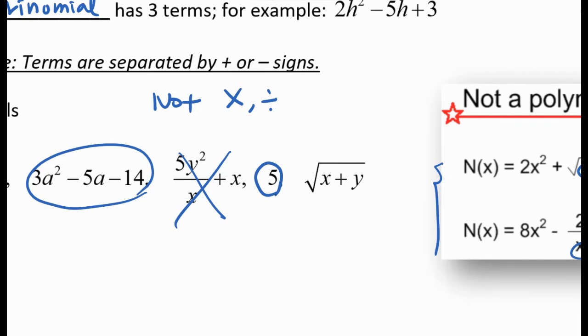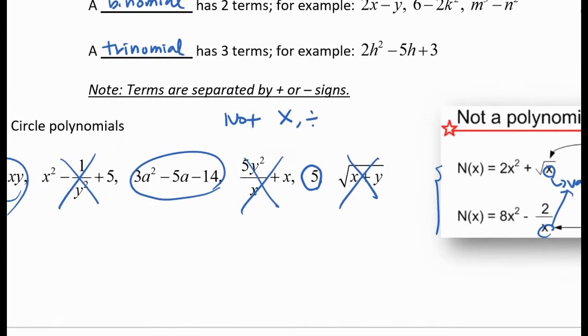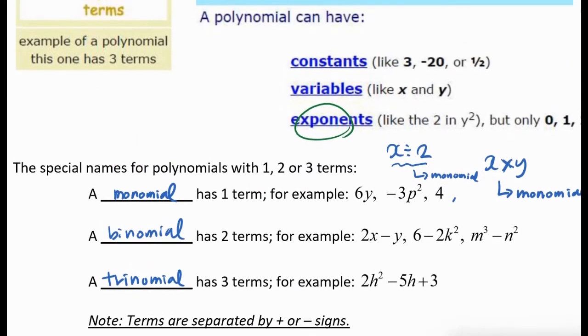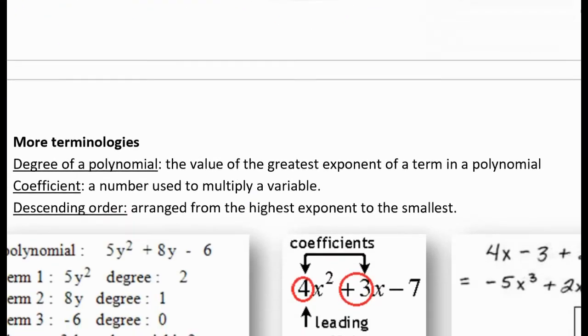It's a monomial. Is this a polynomial, everyone? No, it's not. X and y, the variables are inside the radical. So it's not a polynomial. All right. So do you guys understand the terms? Okay, let's move on.